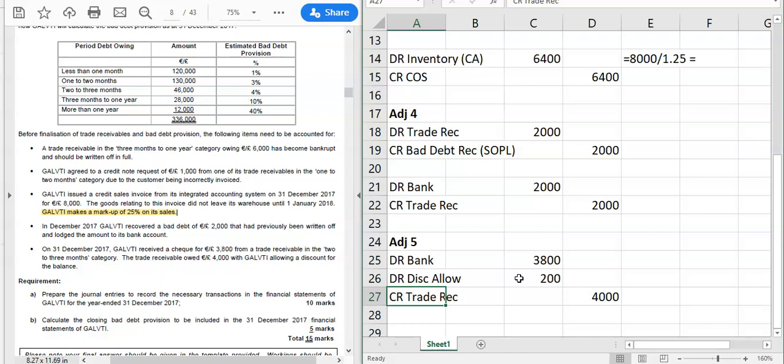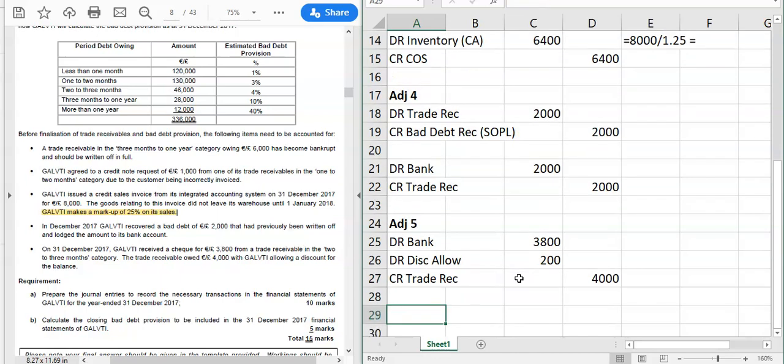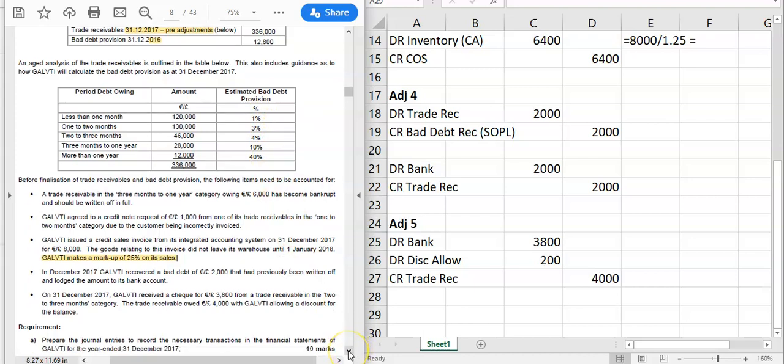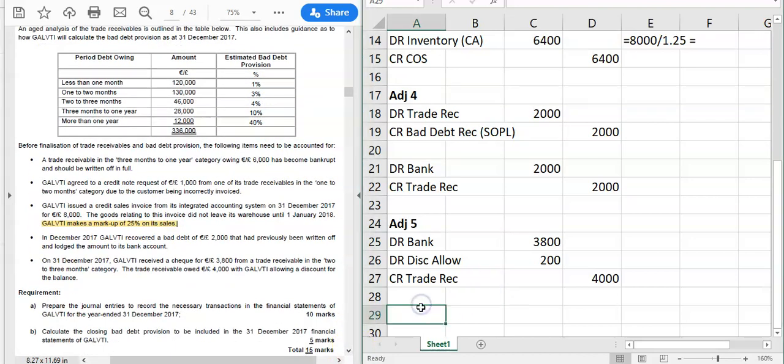Now, part B then is asking us to calculate the closing bad debt provision to be included. Now, we know the opening provision up here is 12.8, and they've given us the percentages across each of them. So you can see that kind of makes logical sense. The longer the period owing, the more likely those are going to be bad debts. We don't know exactly, but we create an increasing provision. Sometimes a question just gives you a single percentage. Here it's been a bit more complex.